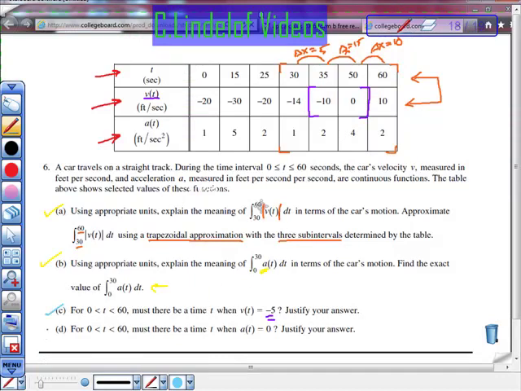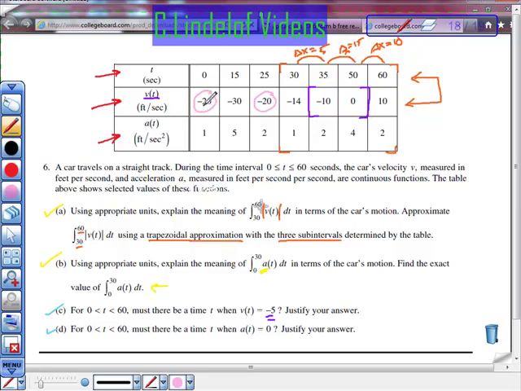So we got question C done. Question D says, for t is greater than 0 and less than 60, must there be a time, t, when the acceleration is 0? What I always do, when I look at questions like this, is ask myself, is there any time when the velocities are the same? That's what I'm looking for. I saw that question and wondered if there's any time the velocities are the same. And they are. They're the same here and here.